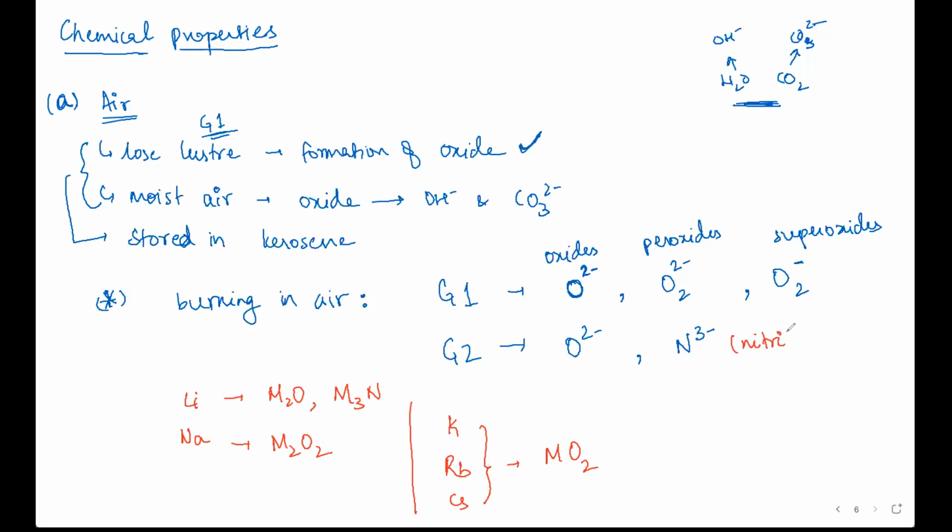And what were the previous points for group 2? They lose luster through formation of oxide, and that's it. If you leave group 2 elements out, they lose their luster. There's a coating of their oxide on it. They don't have the tendency to form hydroxides and carbonates. They don't need to be stored in kerosene and all. They're not as reactive as group 1.